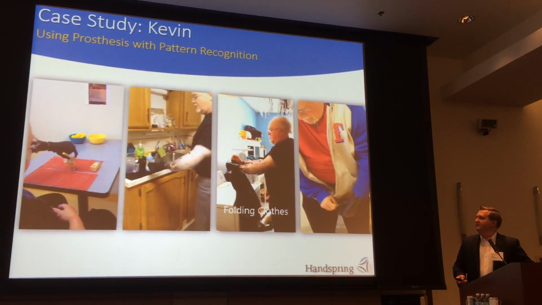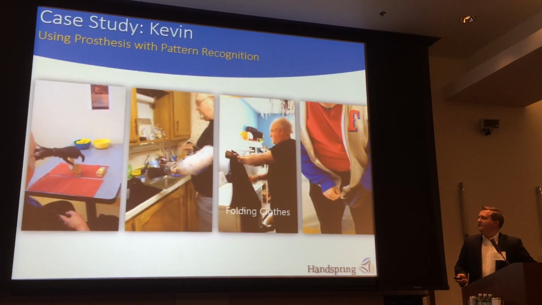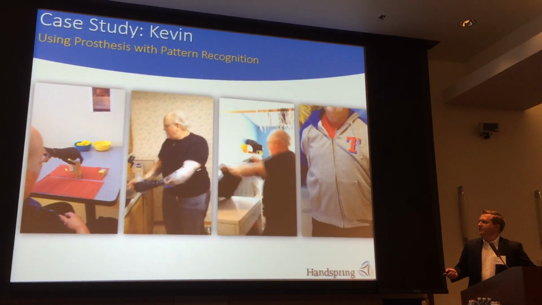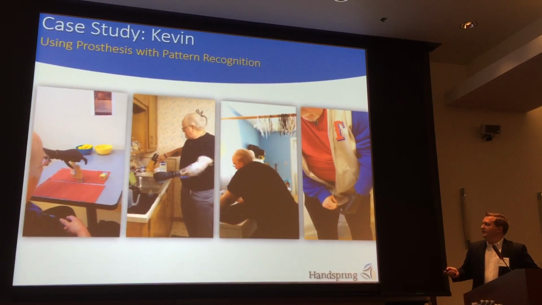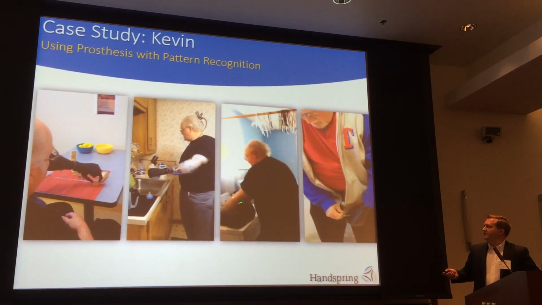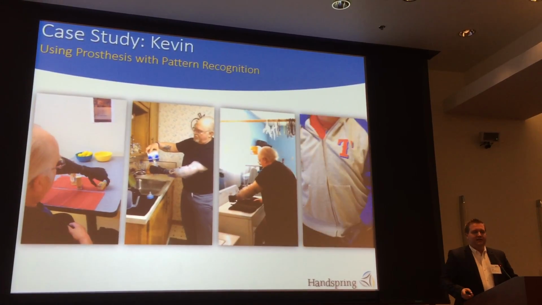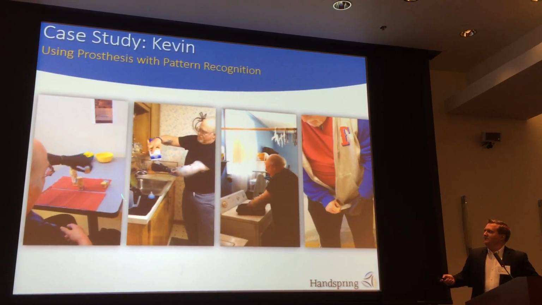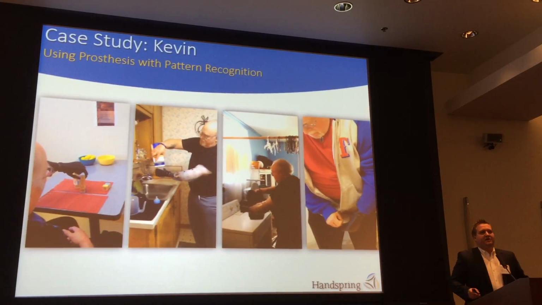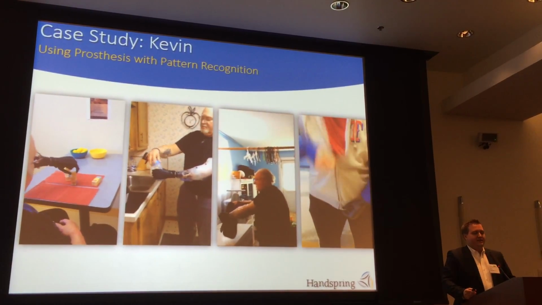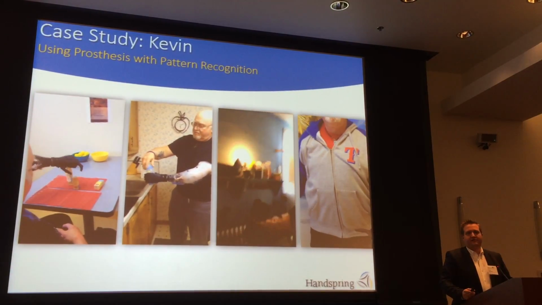And these are a couple of videos here. You can see the functionality that he was able to gain. You can see very fine precision control. You can see an activity of daily living, taking care of doing his own laundry, and zipping up his jacket independently. But most importantly is this one here. Kevin's able to make a bottle for his grandson, and that was huge for him. It changed his life and his interaction with his grandson.